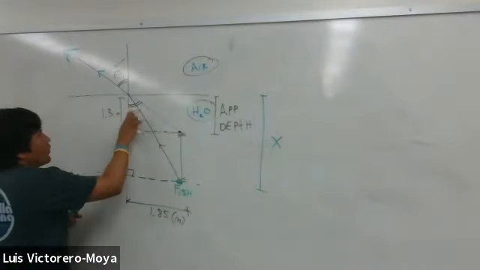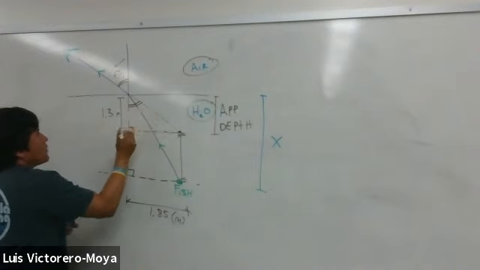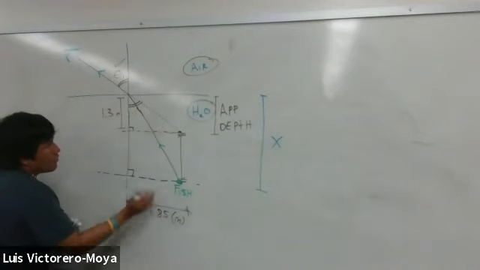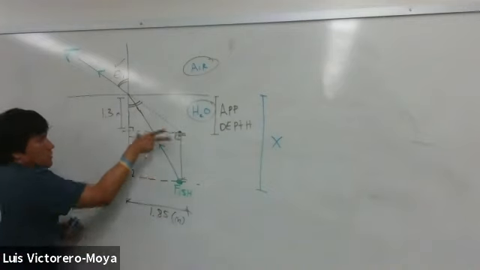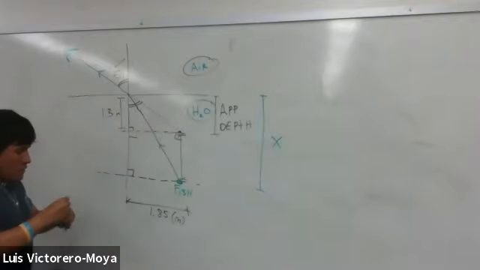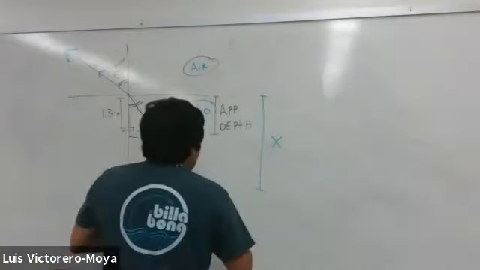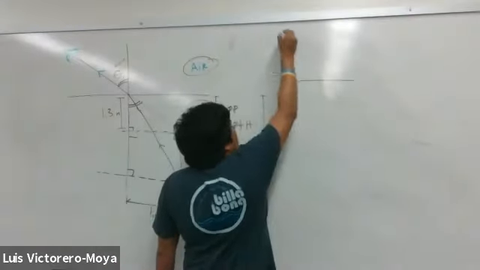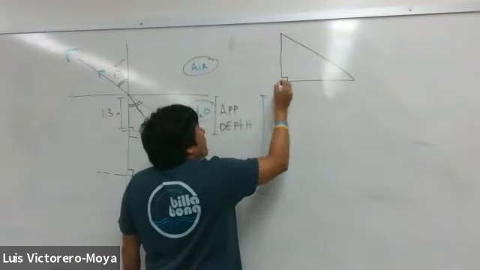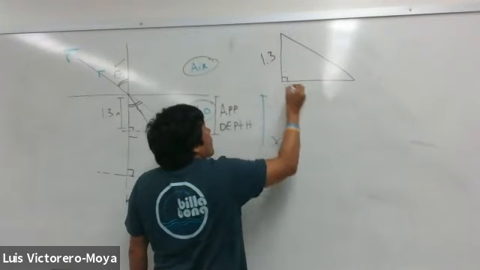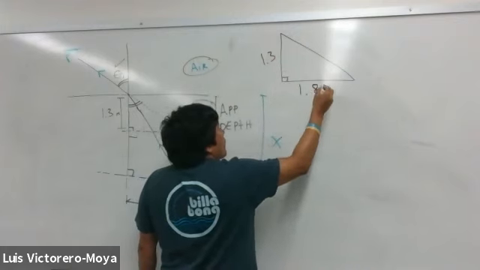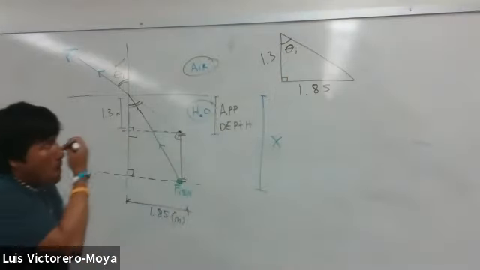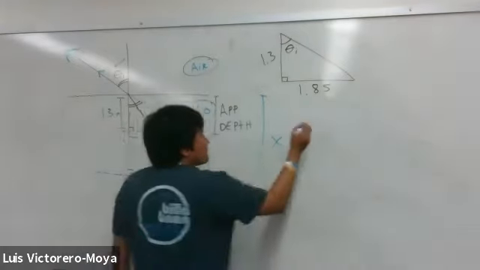Right? So let's erase this so you don't get confused. Again, this is 1.85, and this is 1.3. So I want to draw it here: 1.3, 1.85. So what do you use?